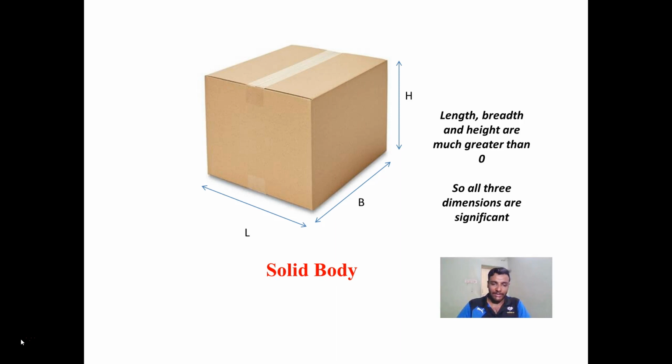For example, let me consider something like a box. It has a length, a breadth and a height. Length is much greater than 0, breadth is also much greater than 0 and height is also much greater than 0. So all these values are really significant and not comparable. This might be about 100 mm, 100 mm and 100 mm. We need to define length, breadth and height in order to draw this box. So this is called a 3D body, also termed a solid body.